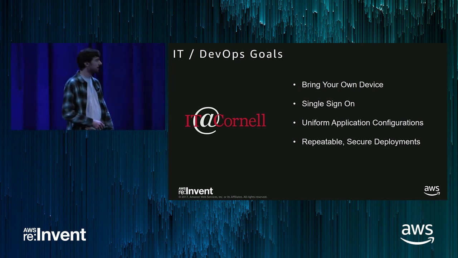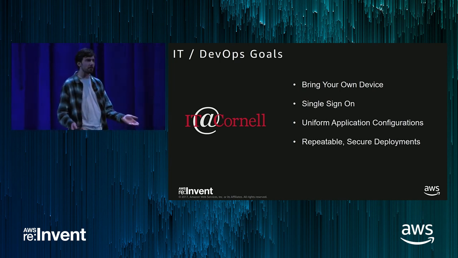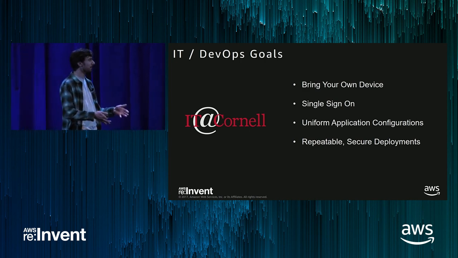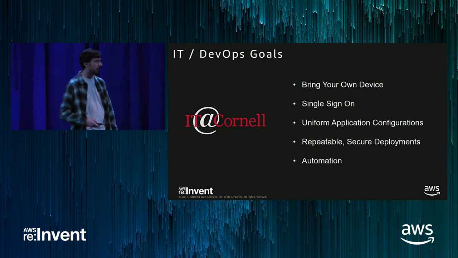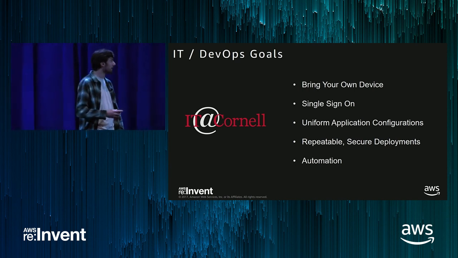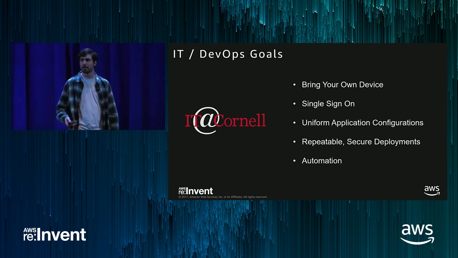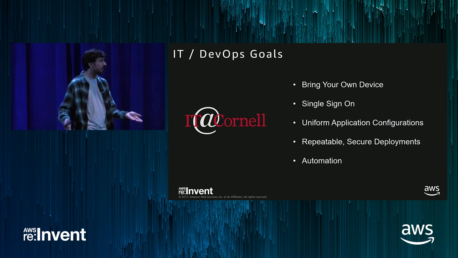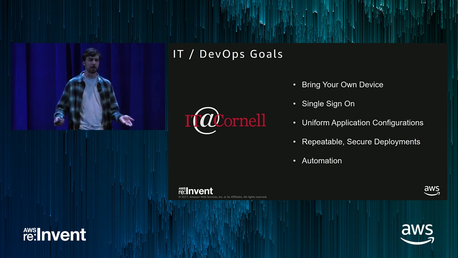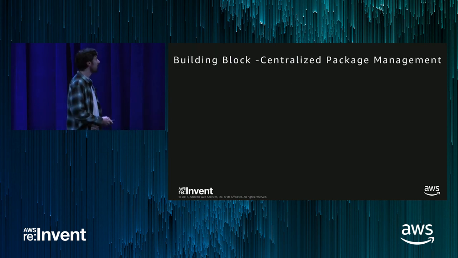We want repeatable and secure deployments, so we want to be able to have one application be configured a certain way and be able to deploy it anywhere securely. And the most important thing to me is automation, and that's the great thing about all of Amazon's services: they allow a lot of automation through API, SDK, however you want to do that.